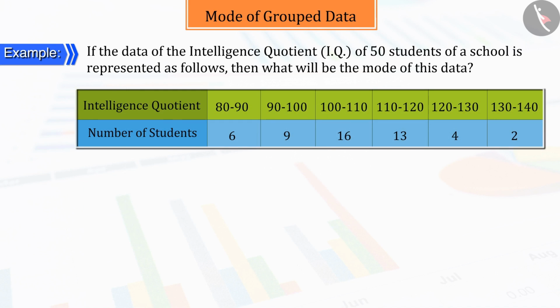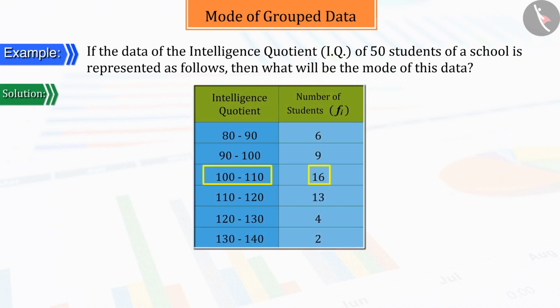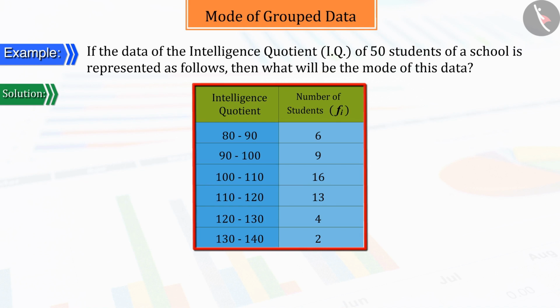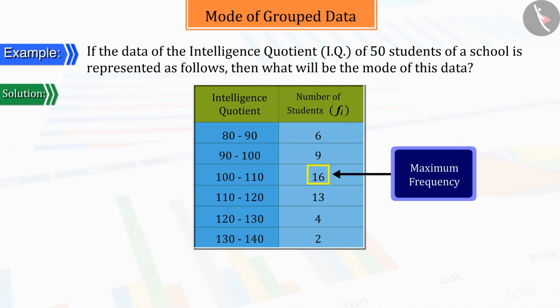The intelligence quotient, that is IQ, of 50 students of a school are represented as below. So, can you tell what will be the mode of the given figures? Mode is a value inside the class with the highest frequency, but remember, in a grouped frequency distribution, mode cannot be determined merely by looking at the frequencies. Instead, from frequencies, we can find the class whose frequency is more, which is called the modal class.